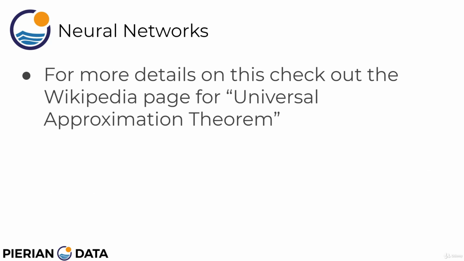Since the scope of that proof in the mathematics is outside the scope of this course, and it's not really important that you understand that to actually build out these neural networks, you can check out the Wikipedia page for the Universal Approximation Theorem. It's a really cool page. I definitely encourage you to check it out. That page basically discusses in more detail how those mathematical proofs actually work.